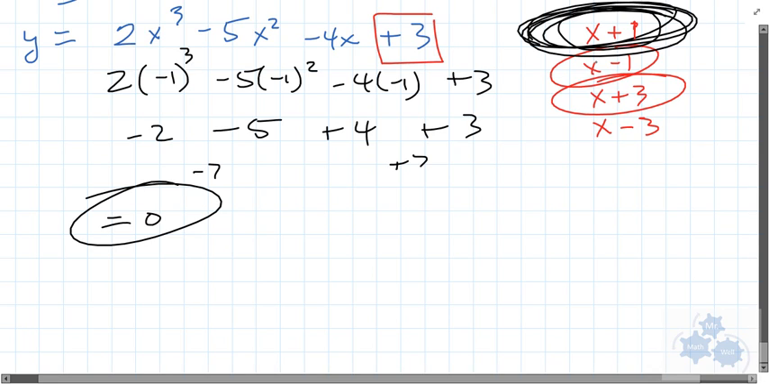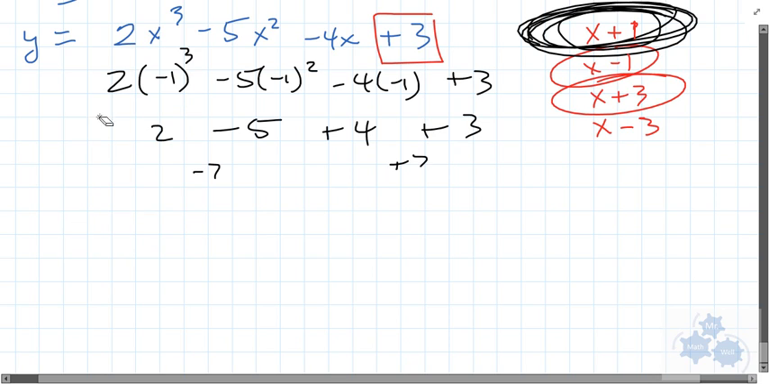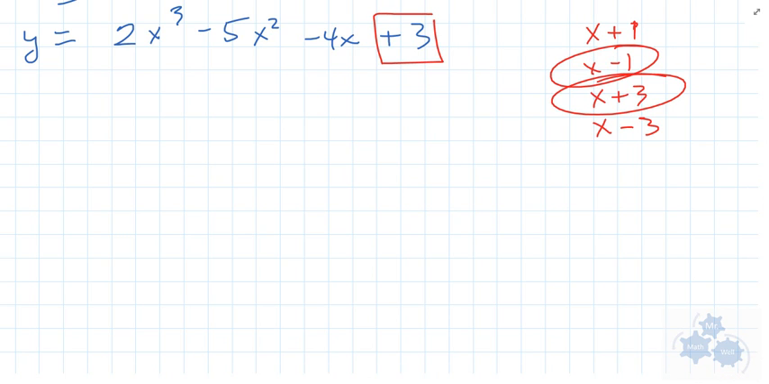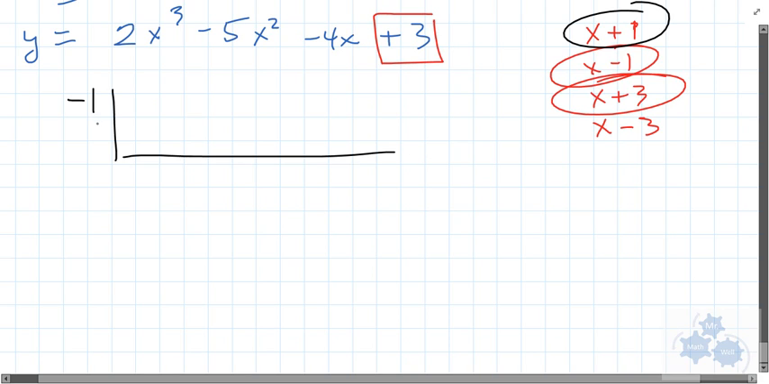X plus 1 right there is a factor of this polynomial. Wonderful. That is step 1 in fully factoring this. Now that you have a binomial that you know is a factor, we go ahead and divide the polynomial by that factor. So now you can just use your synthetic division. Let's put the negative 1 there.